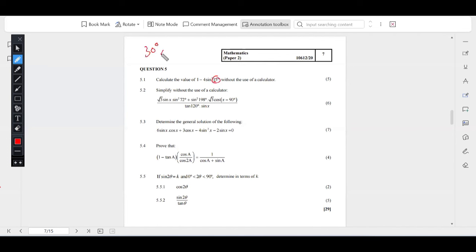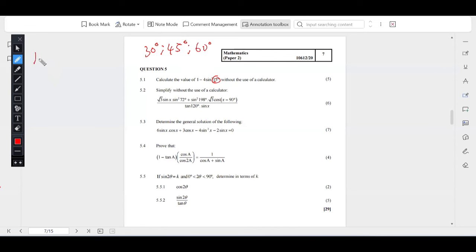Special angles are your 30 degrees, 45 degrees, and then 60 degrees, right? So these are the primary special angles. So you want to write this 15 degrees in terms of that. You do understand that if we say 45 minus 30, that's 15. And even if we say 60 minus 45, that's also 15. So you can write it as 45 minus 30 or 60 minus 45. It is clearly your choice, right?